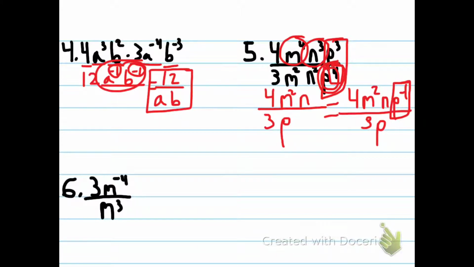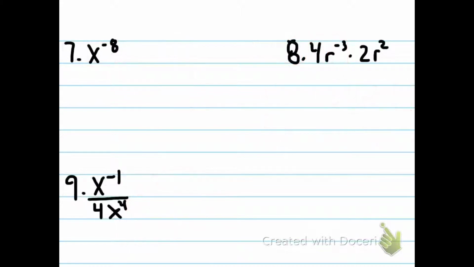So for number 6, copy down the 3. And then negative 4 minus 3 is a negative 7. And then what we have to do, remember, is to flip this to the other side. So you have 3 over m to the seventh. So your final answer is 3 over m to the seventh. Grab some paper, pause this video, and try doing these 3 problems on your own.